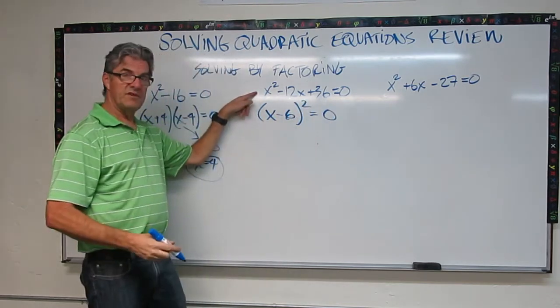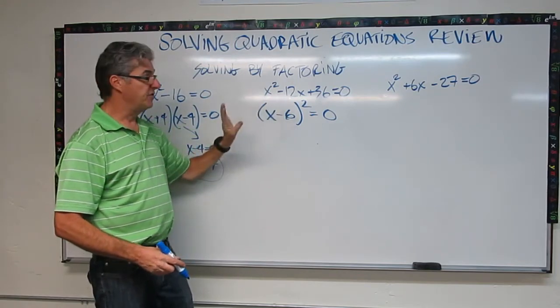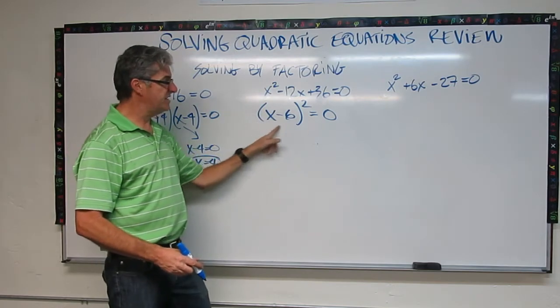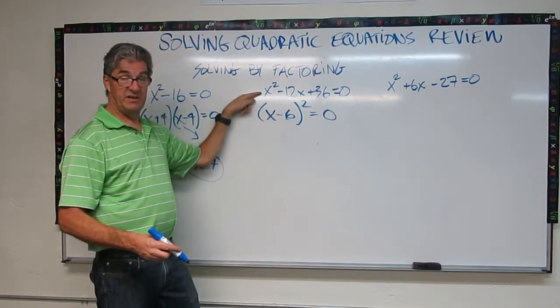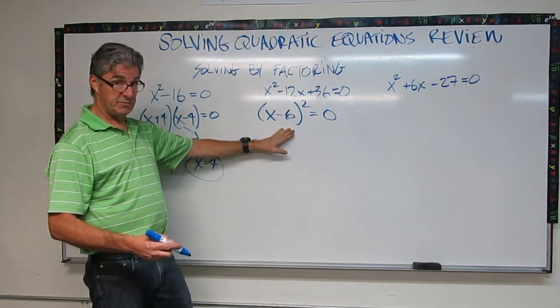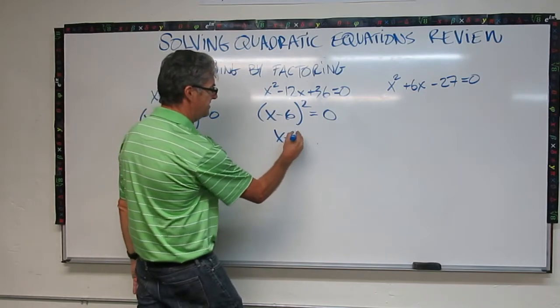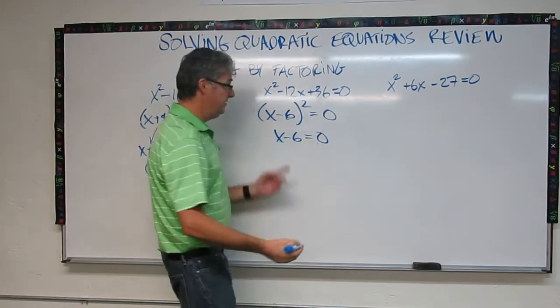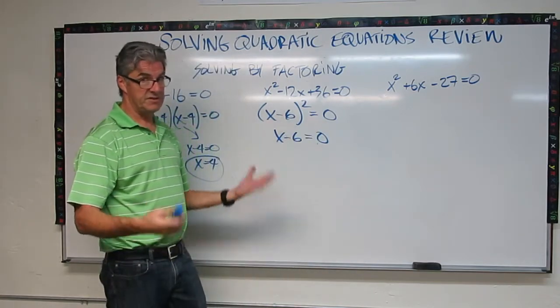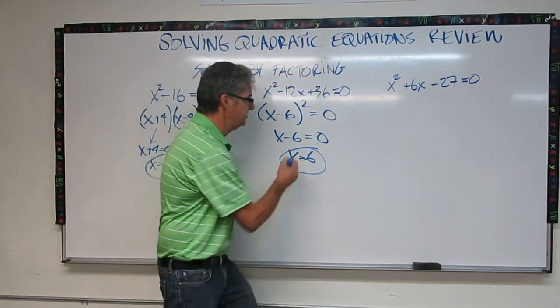If you're doing a perfect square, then this number is always half of that number. If you're unsure, you could FOIL this out and you should wind up back here. Okay? Now this is one of those x squared equals k problems that we started this video with. So I take the square root of both sides, x minus 6 equals 0. Square root of 0 is still 0. This is super simple. So this one has one solution, which is x equals 6.